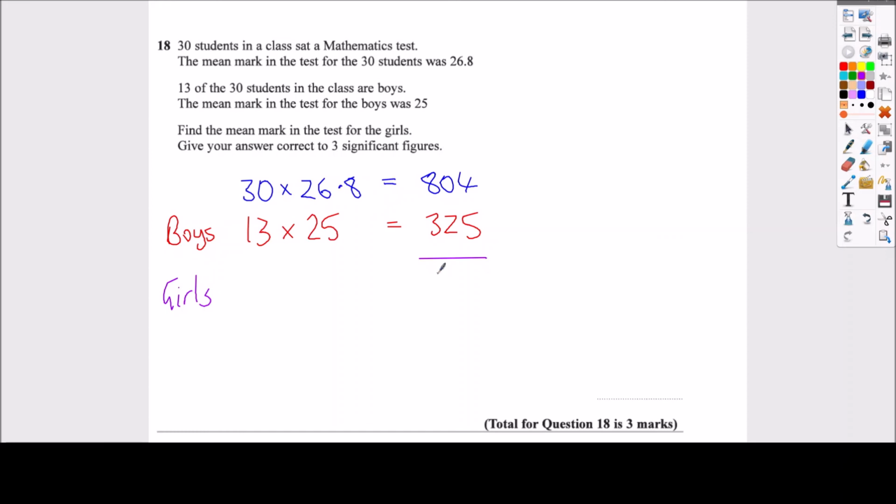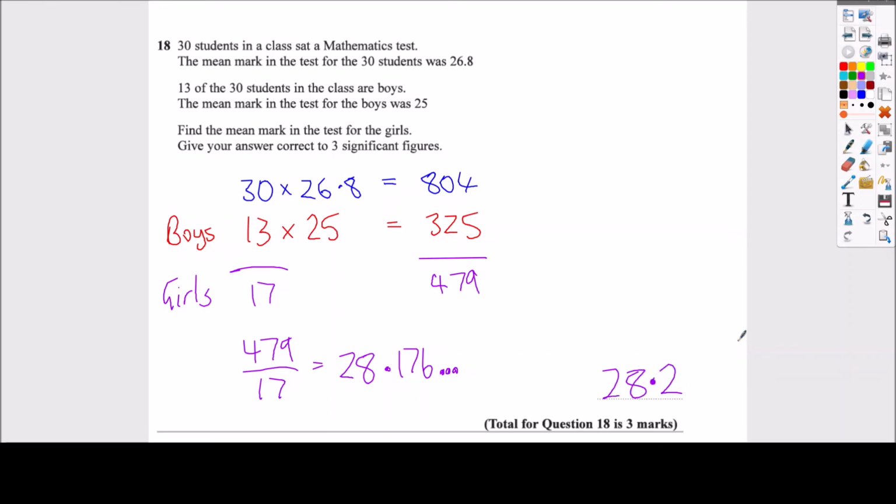which is 479. Now, those 479 marks are spread across however many girls there are. Now, there are 13 boys, 30 boys and girls, so the number of girls must be 30 take away 13, which is 17. So the mean mark for the girls is going to be 479 divided by 17, which is 28.176... So reading the question, to 3 significant figures, which means 3 numbers in total, that is 28.2.